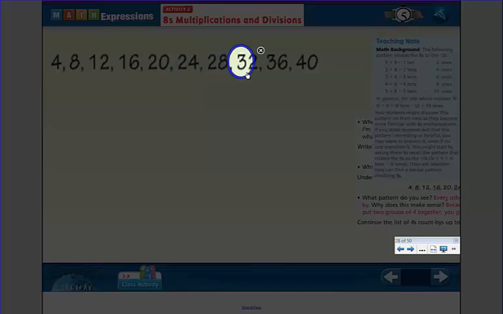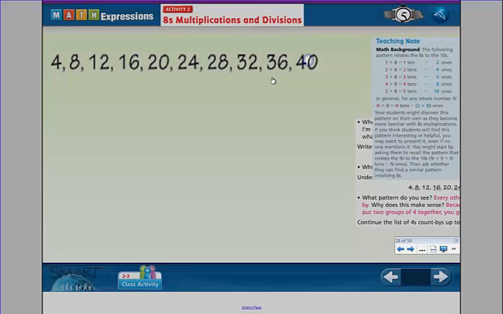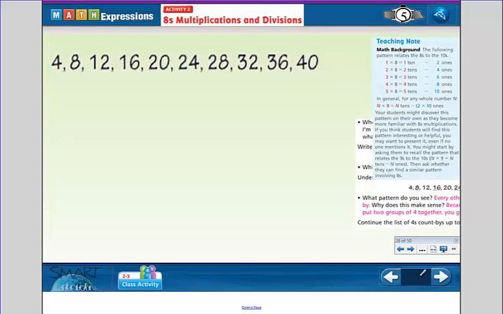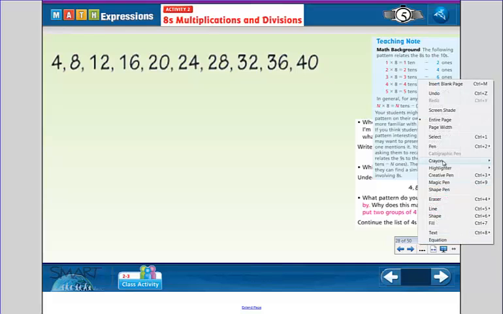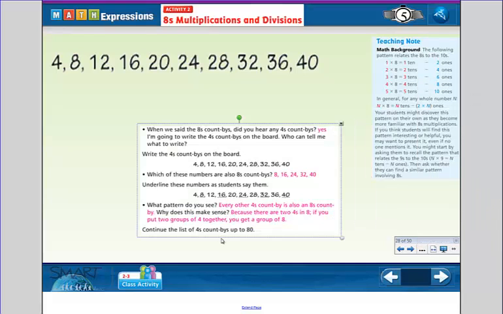What are we doing with the 4's? We're actually skipping each number, every other number, aren't we? Skip again, we get 40. 5 times 4, or 5 times 8 is 40. So 8's are very helpful when we use the 8 count bys.